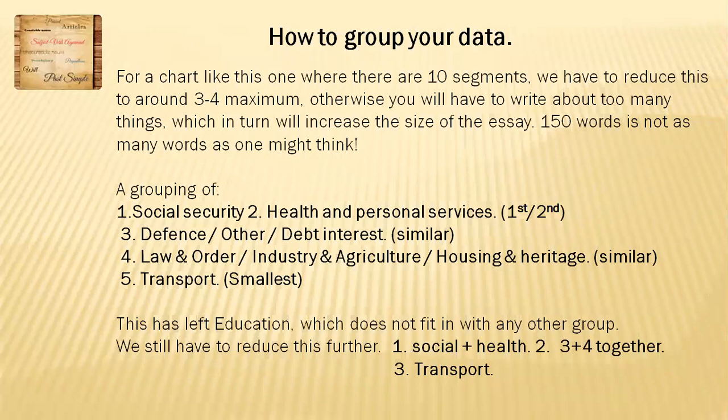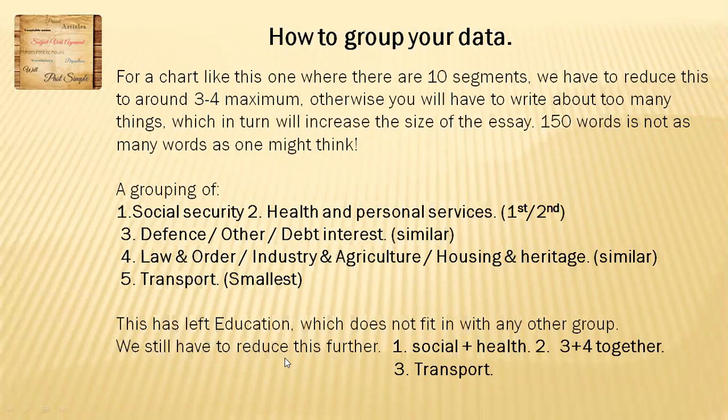Okay, so here we've got a grouping of health and social security. Second, health and personal services. And then similar: defense, other, debt interest. These three are similar. Law and order, industry and agriculture, housing and heritage. These three are also similar. And transport is the smallest. This has left education, which does not fit in with any other group.